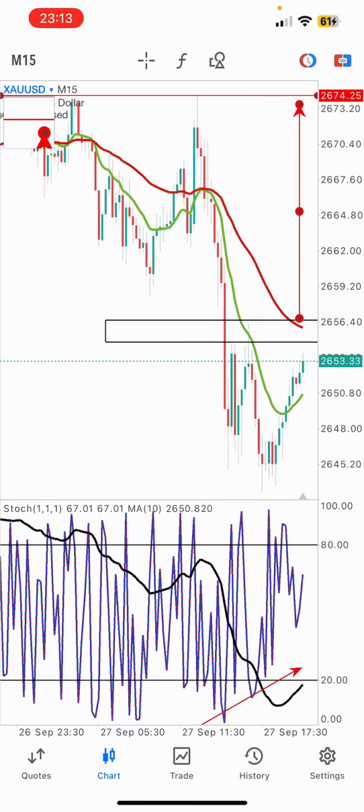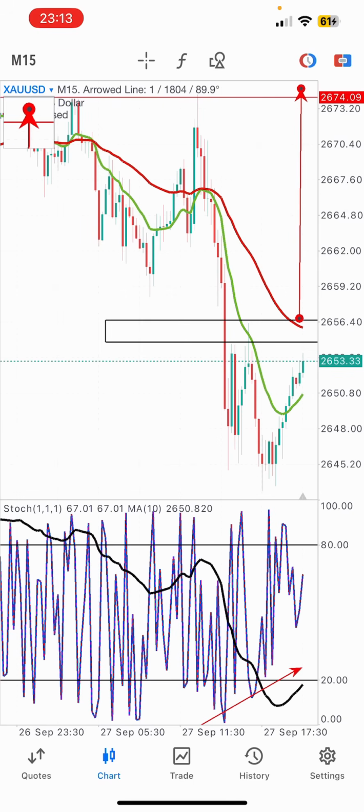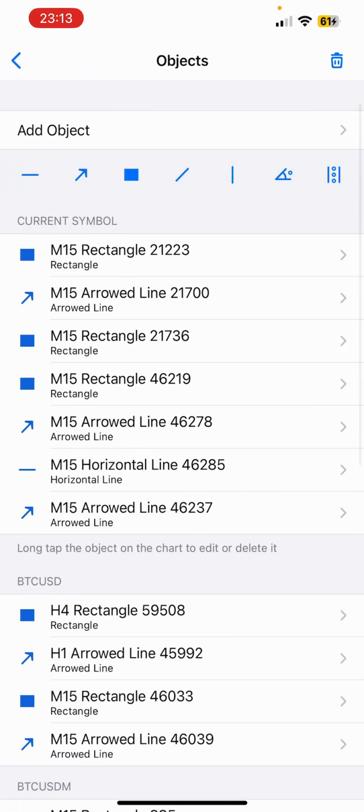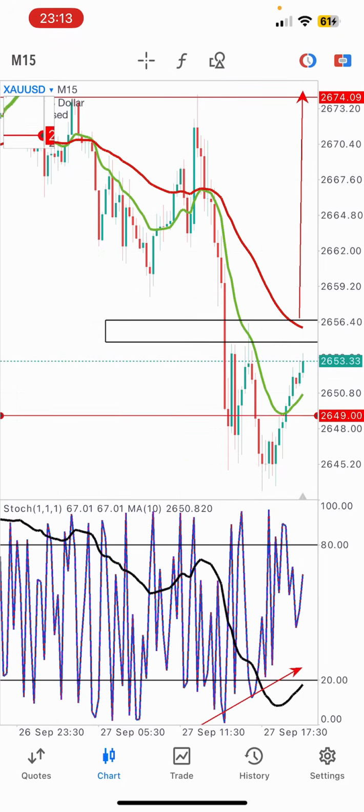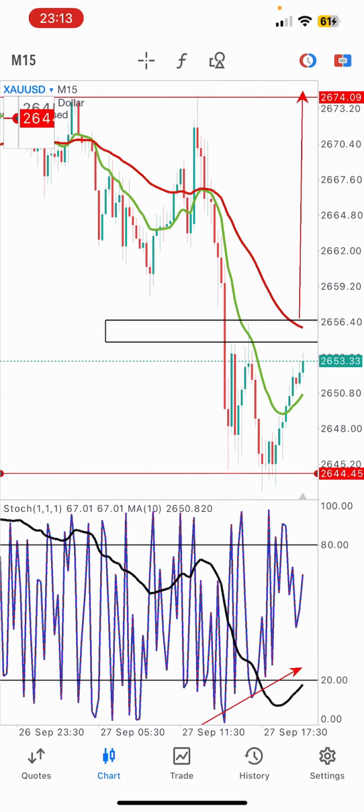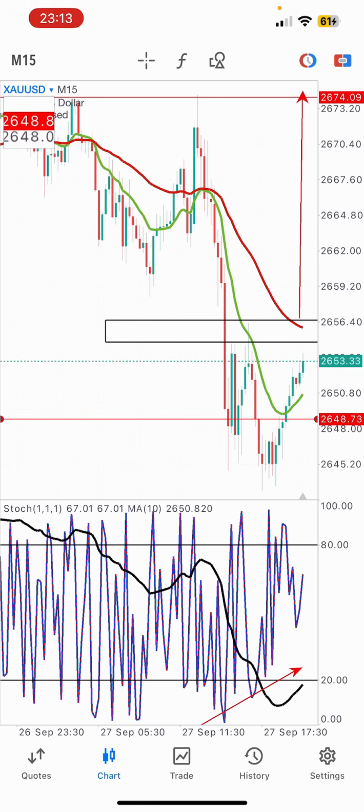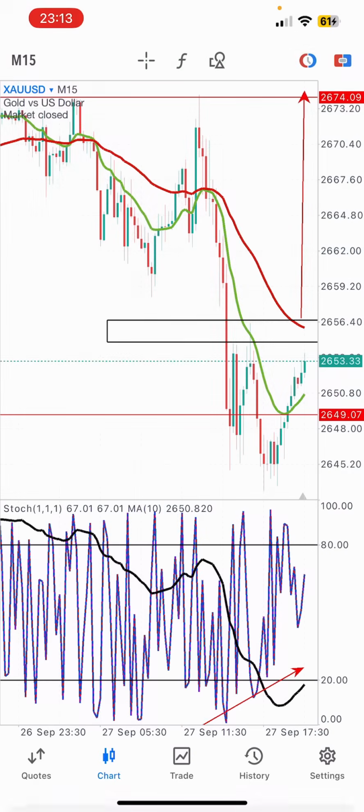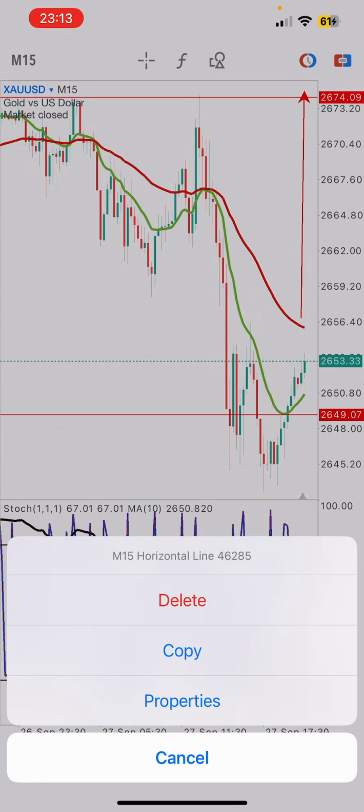Where is your take profit going to be? Your take profit is going to be here, because why? The buyers have been able to push price up to this particular region. So if you enter here, where do you think your stop loss is going to be? Your stop loss is just going to be all the way down here. So you go for at least 1:2 risk to reward. You are risking $100 to make $200, even more.